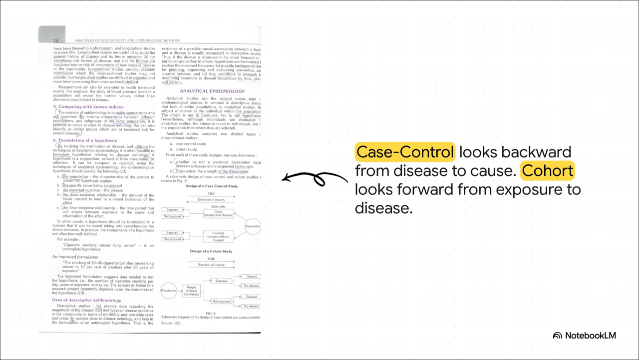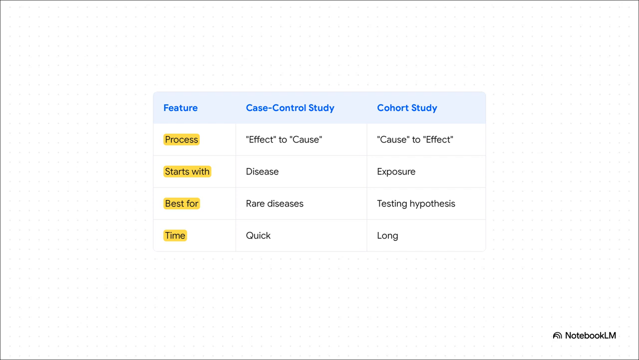A cohort study does the opposite. It works forward. It starts with a group of people, tracks their exposures, and then follows them over time to see who gets sick. So, to quickly sum it up, a case control study is fast and pretty efficient, especially if you're looking at a rare disease, since you can start with a handful of people who already have it.